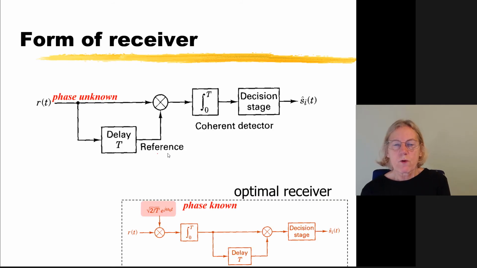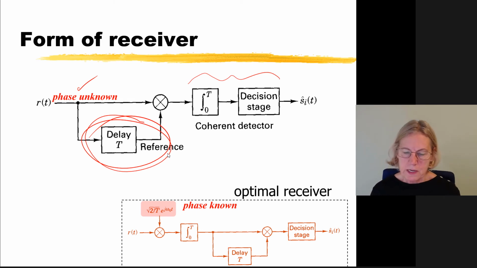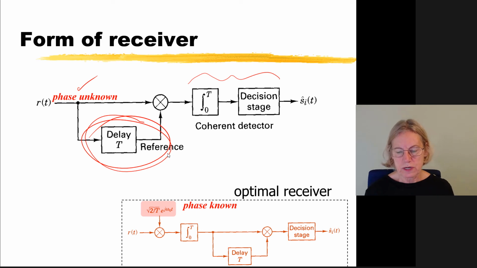So this is the form of receiver for the differential phase shift keying that I've proposed. I said in the beginning that I have an unknown phase that comes in. I use a self-reference instead of the local oscillator. And then, of course, in the second stage, I have the coherent detector, which is really the same as what we saw in the coherent detection results previously.